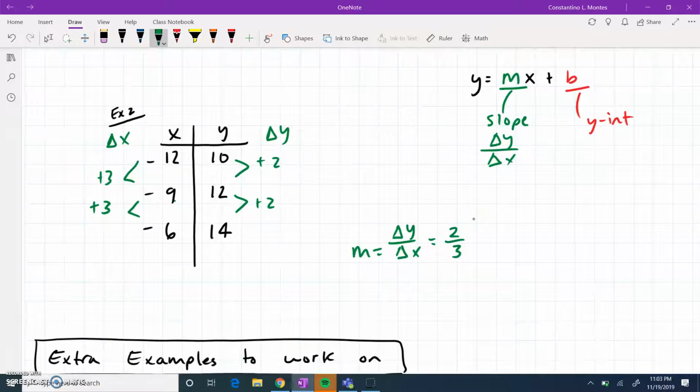And in this case, it may look ugly and you may want to change it to a decimal. Do not. Leave it as a fraction instead. Okay, so my y-intercept.